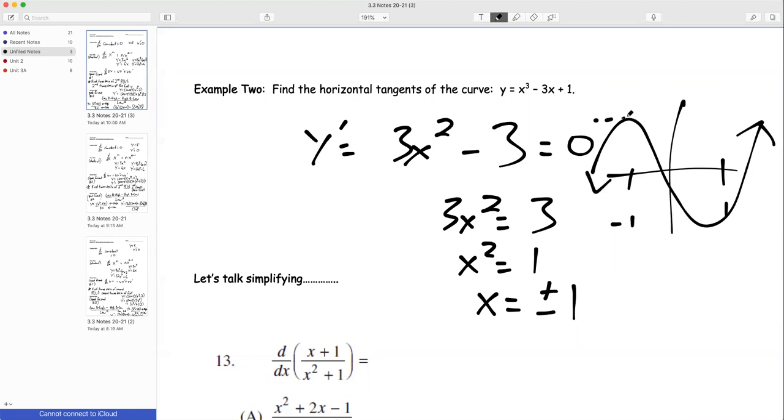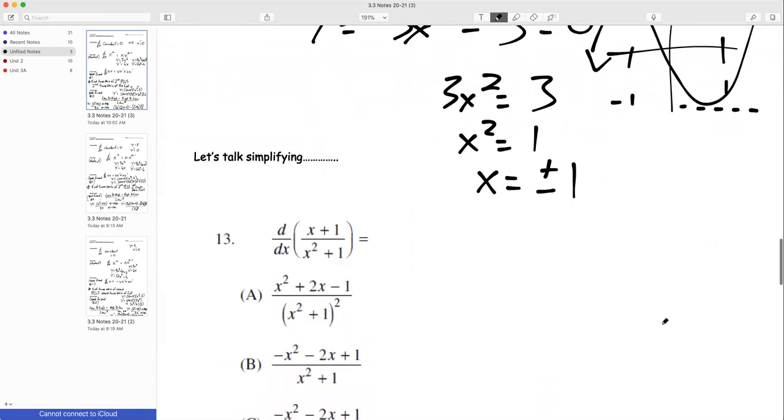It's a cubic function. All right, so what's at -1 and 1? It's a horizontal tangent, but on the graph, I'm going to have a what? A local max and/or a local min with the horizontal tangents, okay? So let's talk about simplifying.